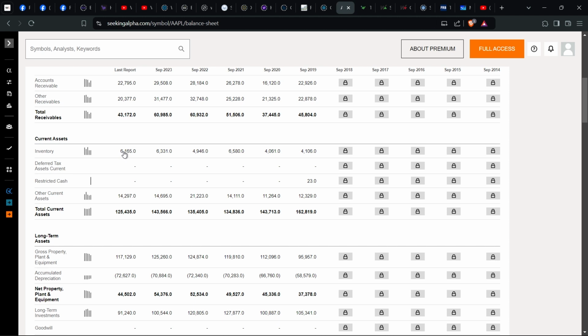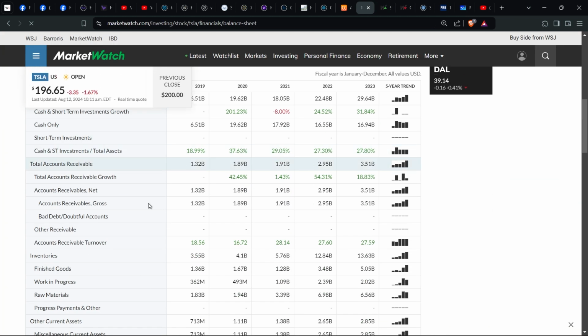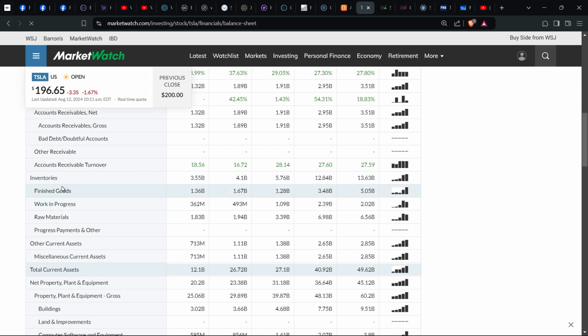This is around 6 billion. Okay, 6 billion, 6 billion, 4 billion, 4 billion, 4 billion. If you look at Tesla, you'll also find numbers on the inventories. In fact, this one is even more separated, so you can see better the worth of raw materials, work in progress, and finished goods, and the total inventories. For some companies, you will not find anything here.